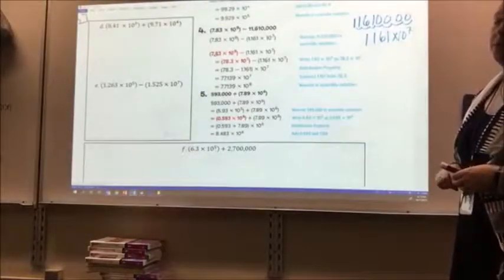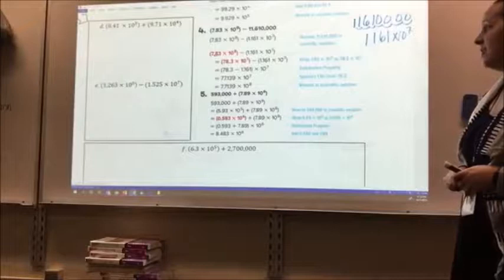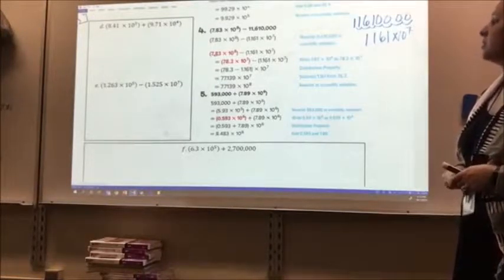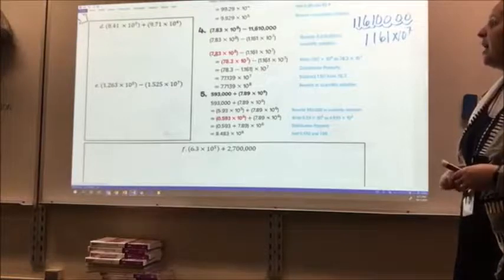Then I need to turn it back into scientific notation. 77 is still too large. It needs to be between 1 and 10. So I get 7.7139 times 10 to the 8th.